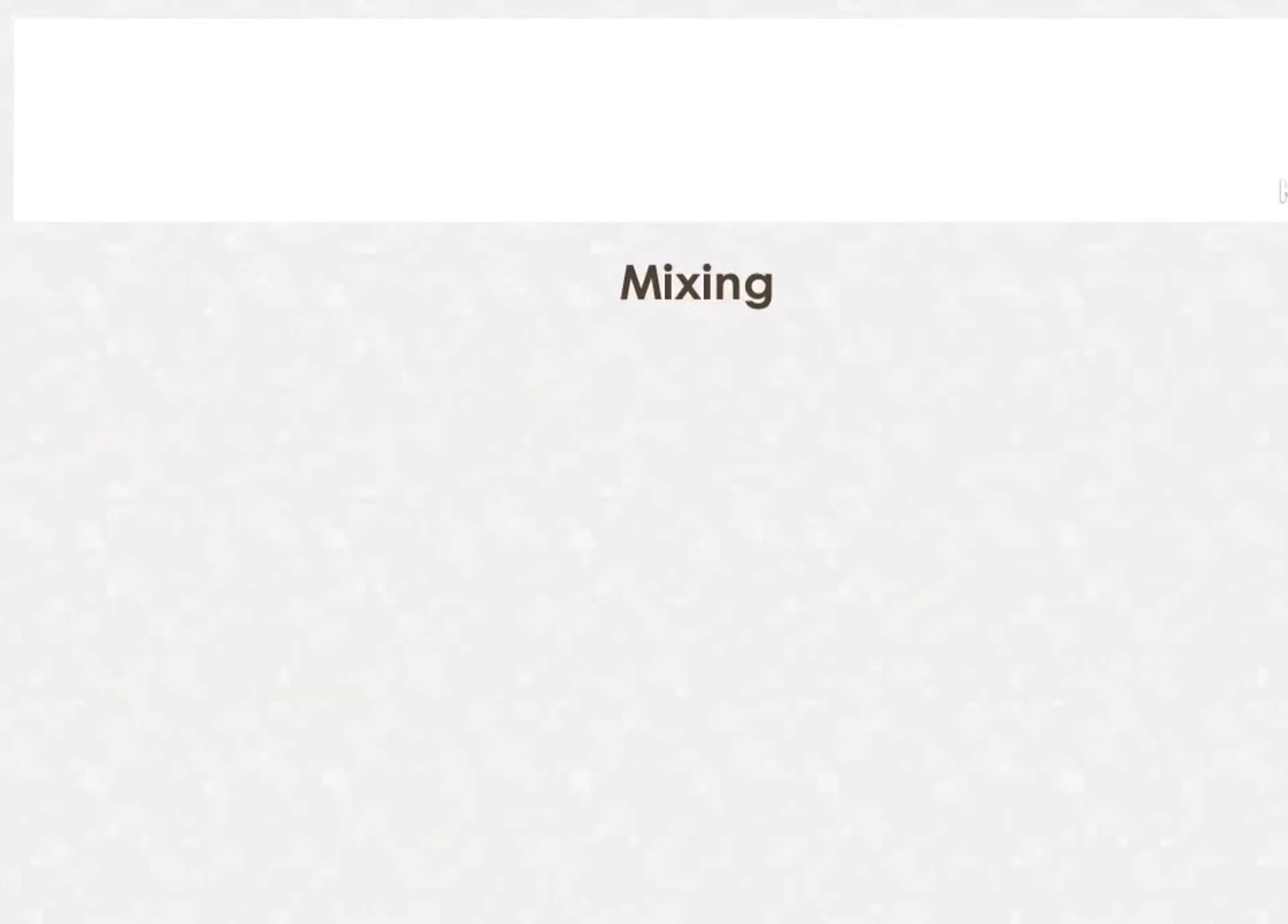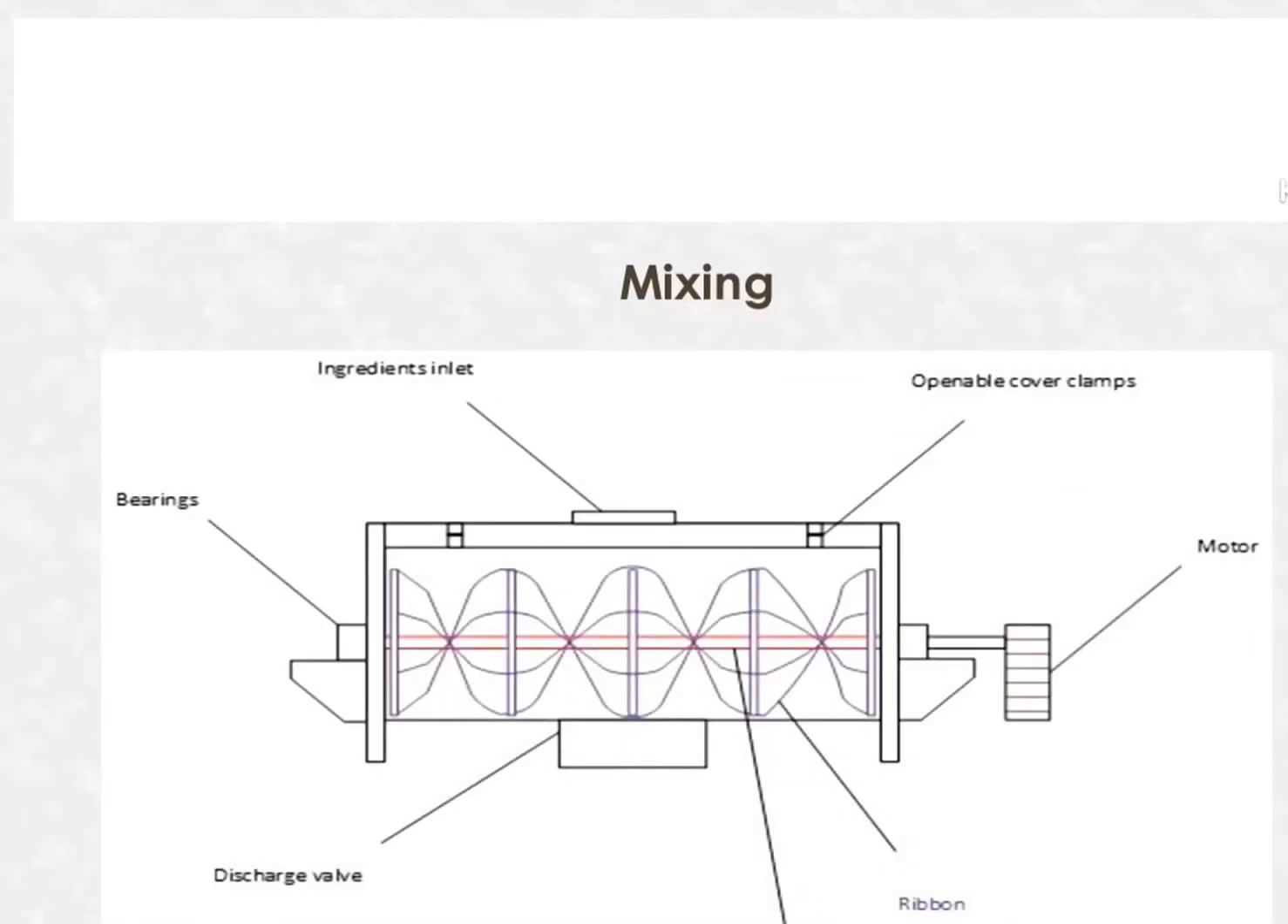Third step is called mixing, and for mixing we use a machine called a ribbon mixer. Here you can see this part is called the ingredients inlet. We introduce our powder from this part, and this is called the discharge valve, and in the middle these shapes are called ribbons. Basically these are responsible for the mixing of our powder.